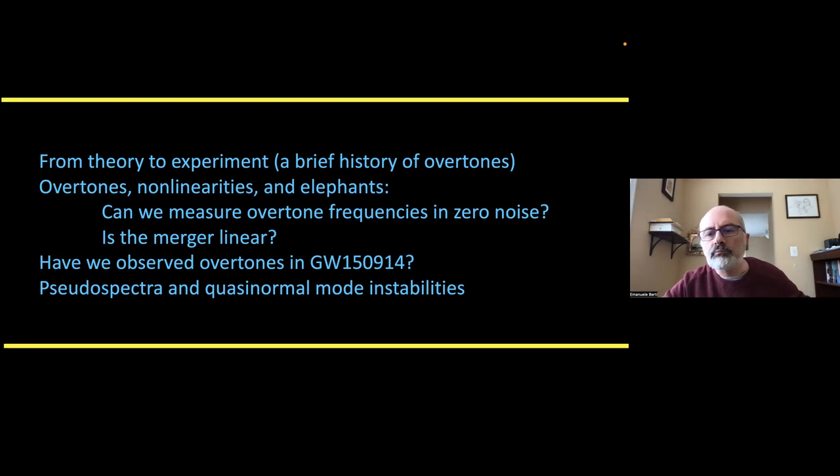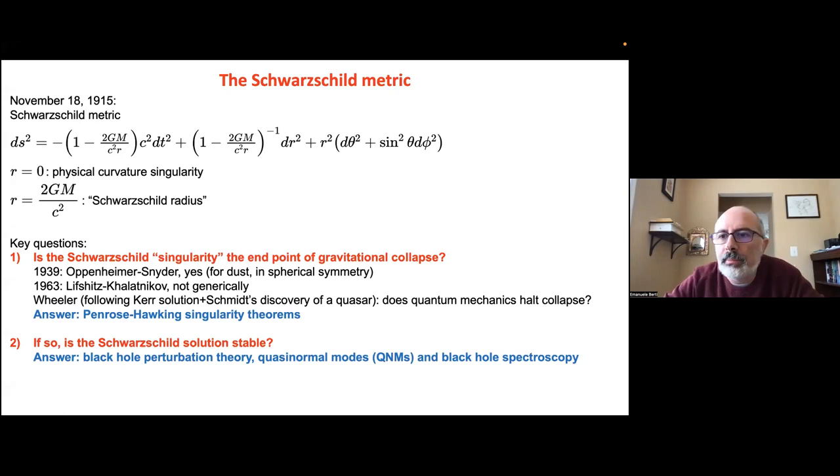So, to begin with, this story obviously starts from the discovery of the Schwarzschild metric soon after the development of the Einstein field equations. And as you all know, the metric has two singularities. Apparently, one of them is a physical curvature singularity. The second one is a coordinate removable singularity.